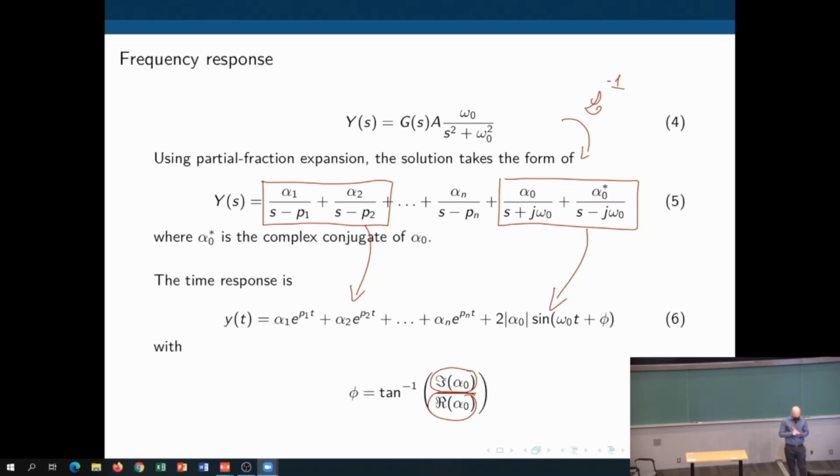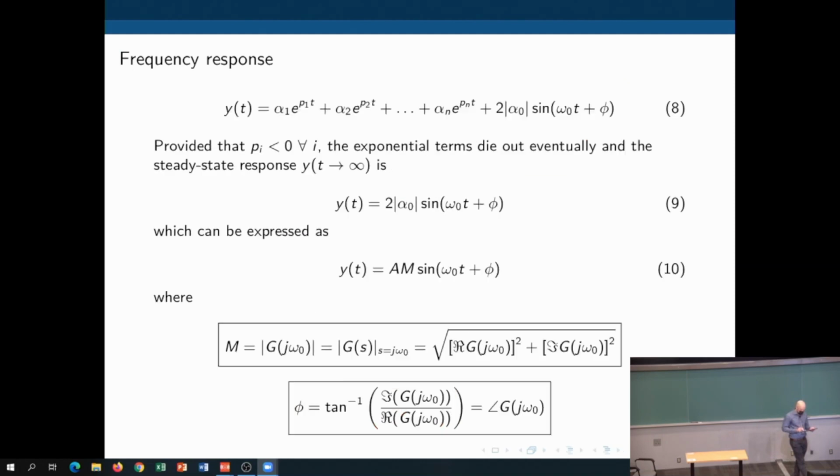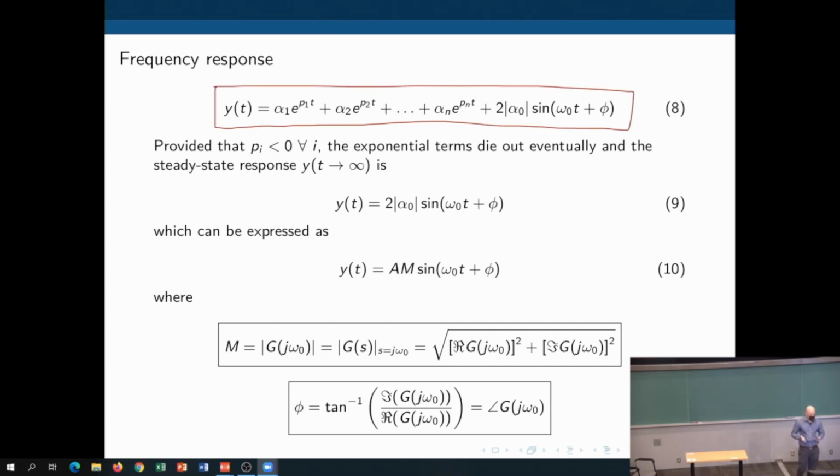But that is the phase shift in the output, the inverse tangent of the imaginary part of the transfer function divided by its real part. So we'll go back to that later, but let's focus on this now. This is the time response. And the time response has both sinusoidal and exponential components.